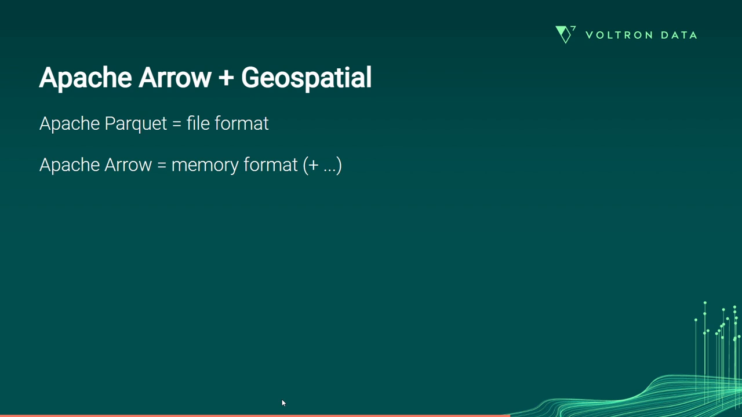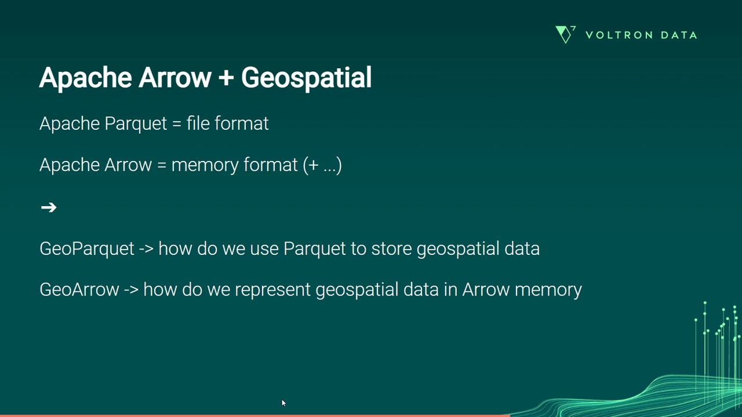We can imagine a potential future where this is used more to share data around. So we have Apache Parquet, a widely used file format. We have Apache Arrow, which is becoming the de facto standard to represent data in memory. There is an increasingly big ecosystem of tools that nowadays support Apache Arrow. And so the opportunity here for geospatial is that by adopting those formats and standards, we get access to this ecosystem.